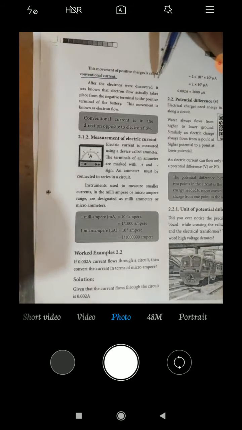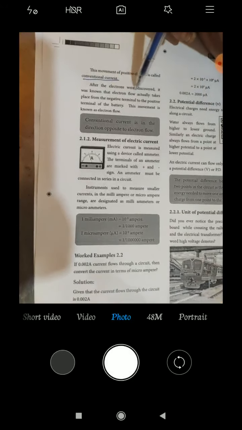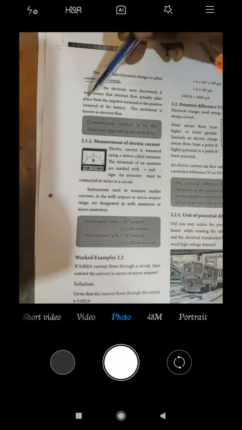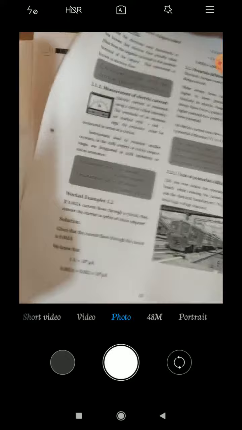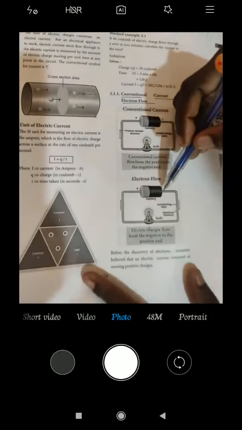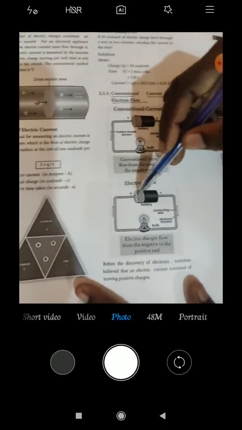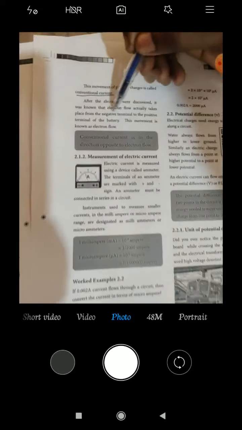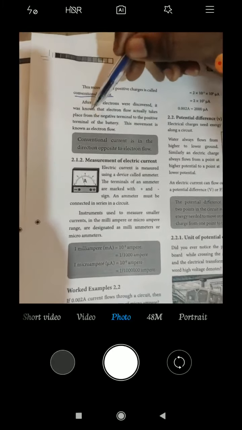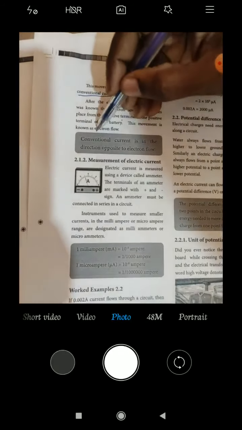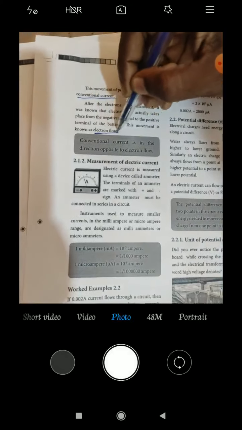After the electron was discovered, it was known that electron flow actually takes place from the negative terminal to the positive terminal of the battery. As we saw first, the negative charges go to the end of the positive charges. This movement is known as the electron flow.